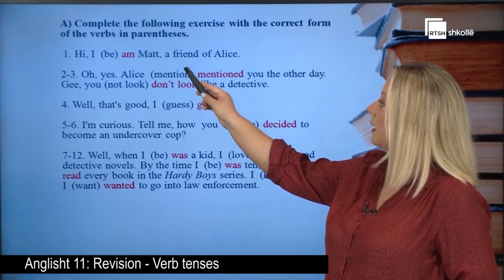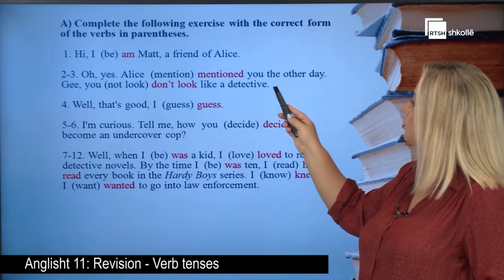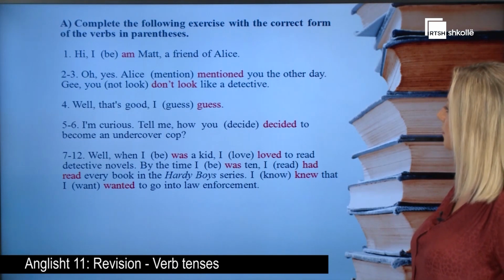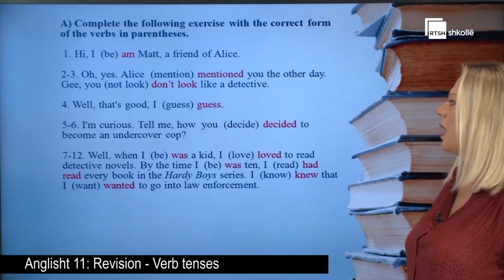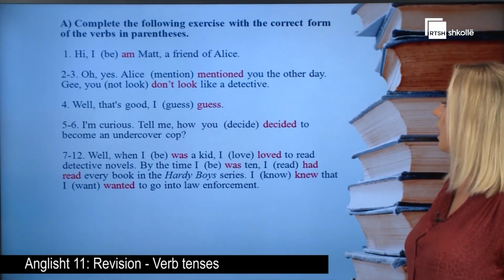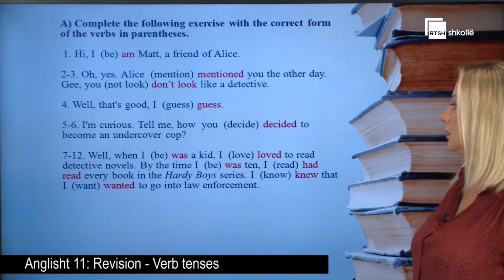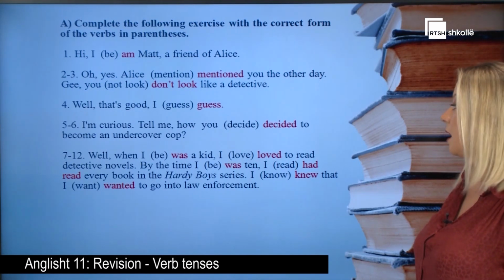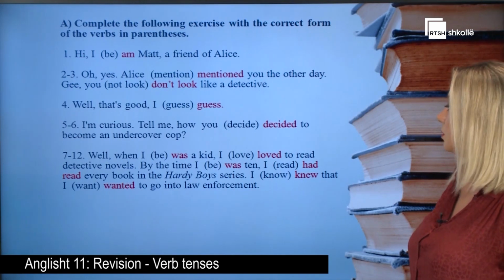Hi, I am Matt, a friend of Alice. Oh yes, Alice mentioned you the other day. Gee, you don't look like a detective. Well, that's good, I guess. I'm curious. Tell me, how did you decide to become an undercover cop? Well, when I was a kid, I loved to read detective novels. By the time I was 10, I had read every book in the Hardy Boys series. I knew that I wanted to go into law enforcement.